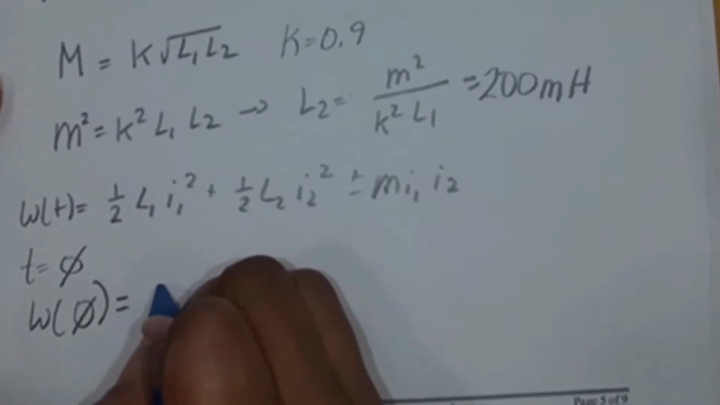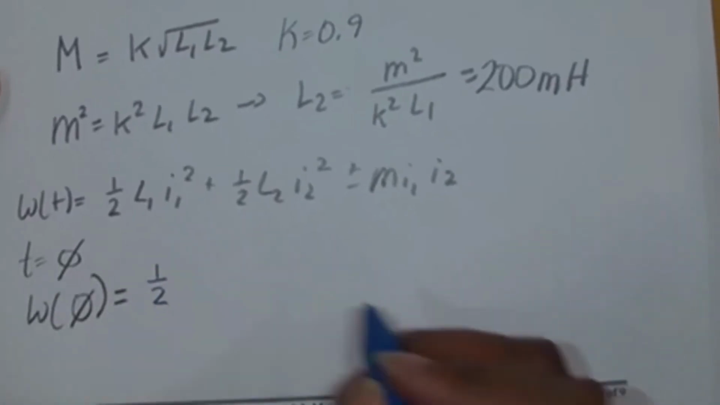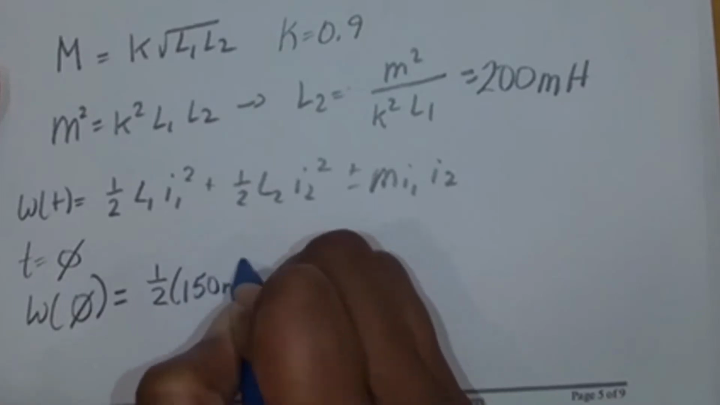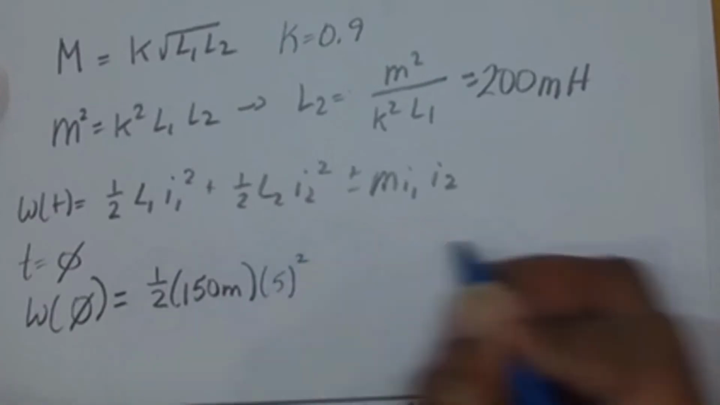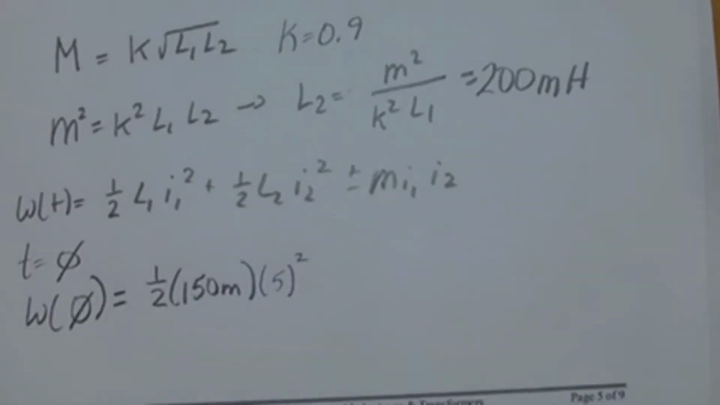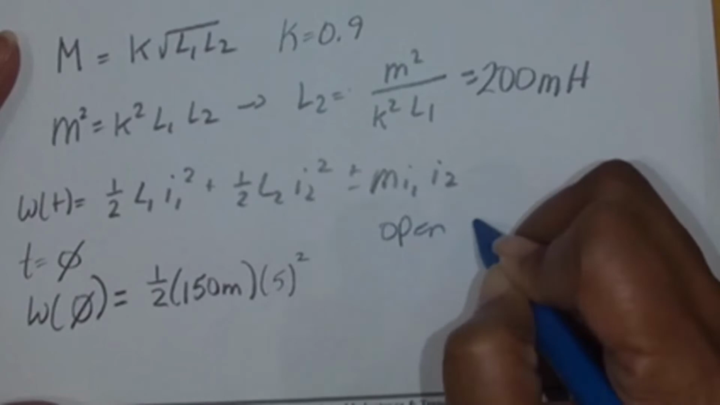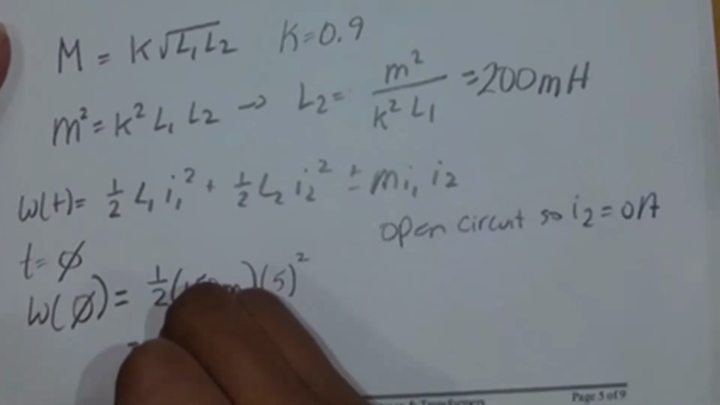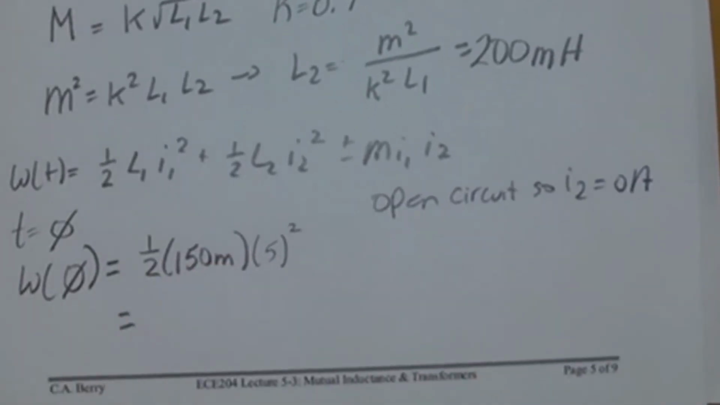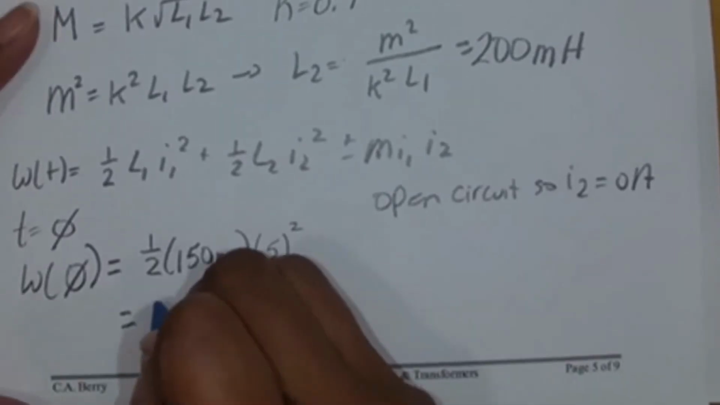So that's going to be 1/2 times L1, which is 150 milli, times I1, which is 5 squared. It's an open circuit, so I2 is 0 amps. So what is the energy? It's an open circuit, so I2 is 0 amps, so I don't even have to write down the rest of the formula. 1.875 joules. Very good. Any questions?